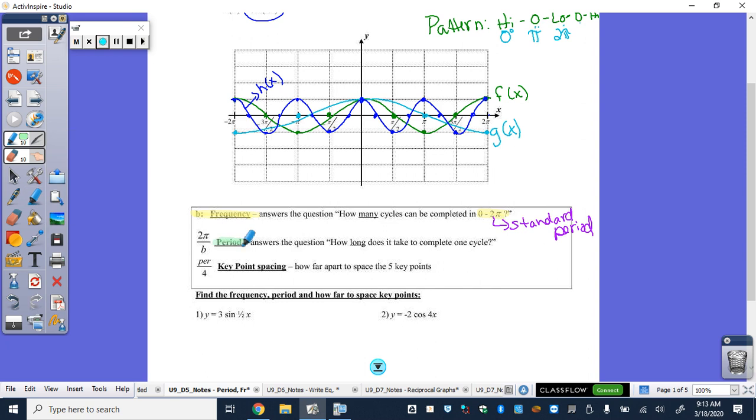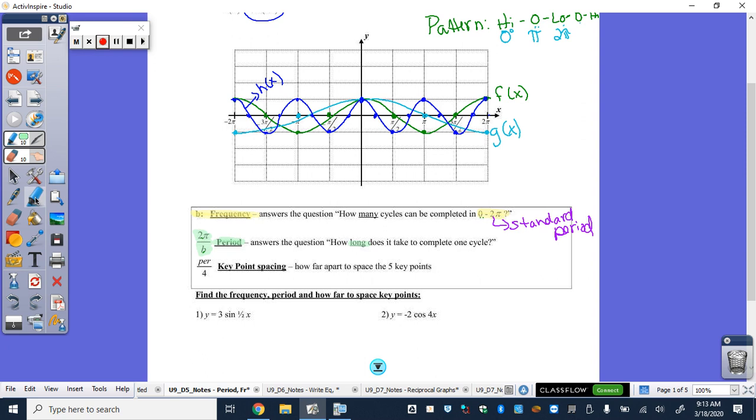So then our period, that answers the question of how long does it take to complete 1 cycle. And we figure that out using that expression right there of 2 pi over b. Because again, 2 pi, that is our standard period, as you see over here, 0 to 2 pi. So you're dividing it by the frequency to see how long will it take for that equation to complete one of its full cycles.